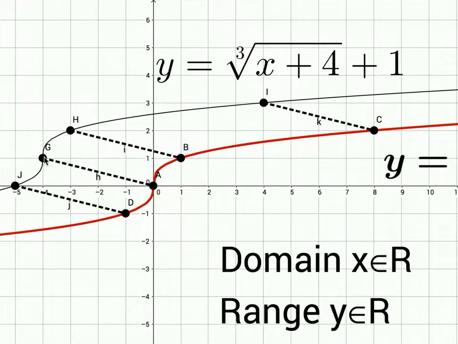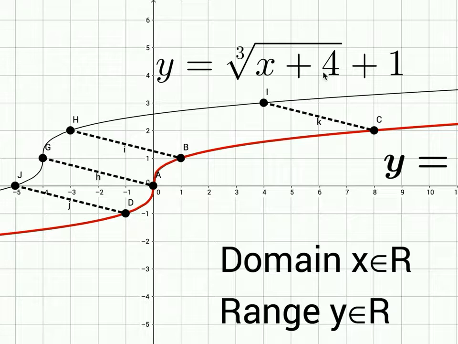So instead of at 0, 0, I'm moving everything left 4 units and up 1 unit. So my new point of origin is going to be located at x equals negative 4, y equals 1, which is marked on my graph as point G. I move everything to the new location G. From here, I count right 1, up 1, right 8, up 2, left 1, down 1, left 8, down 2. Then I can quickly make the graph for y equals the cube root of x plus 4, plus 1.